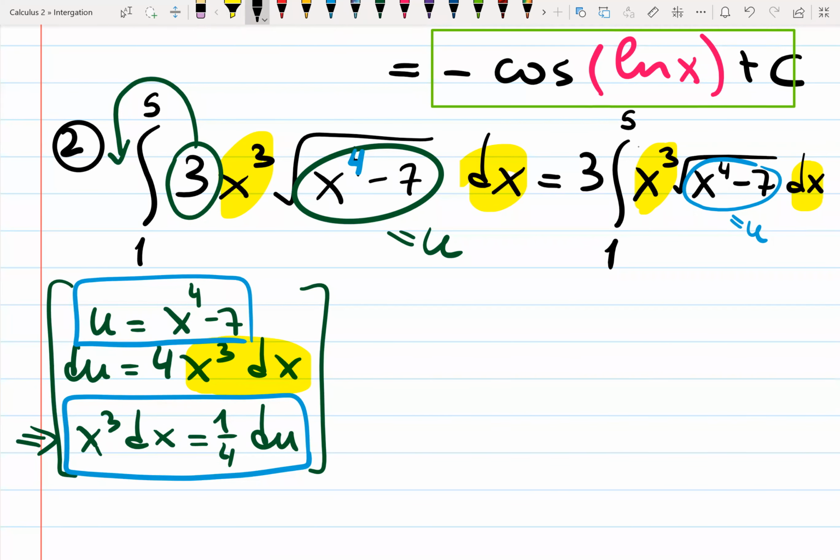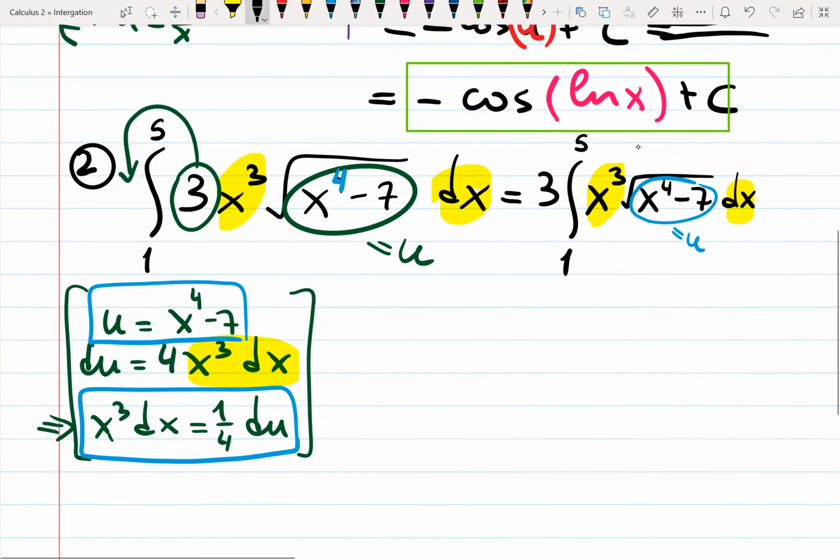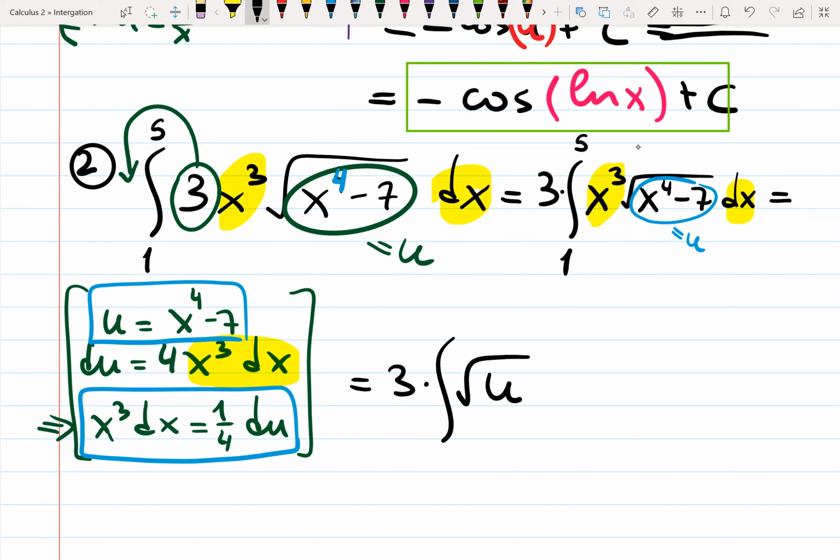It is a definite integral, so there's something more going to happen right now, but let's do it in a second. The 3 is in front, so let's keep it there. Integral, let's keep 1 and 5. x cubed dx became 1/4 du, square root of u, 1/4 du. Does this make sense? Let me put it in yellow. 1/4 du came from x cubed dx.